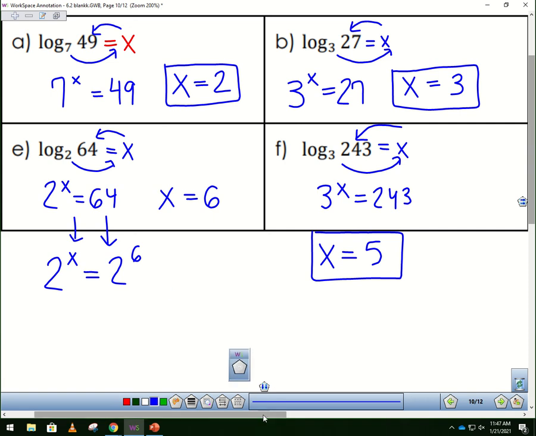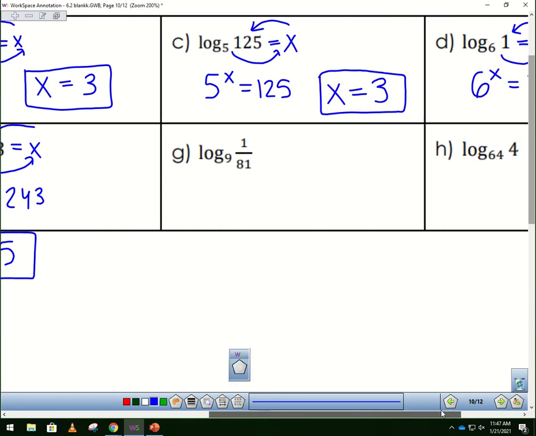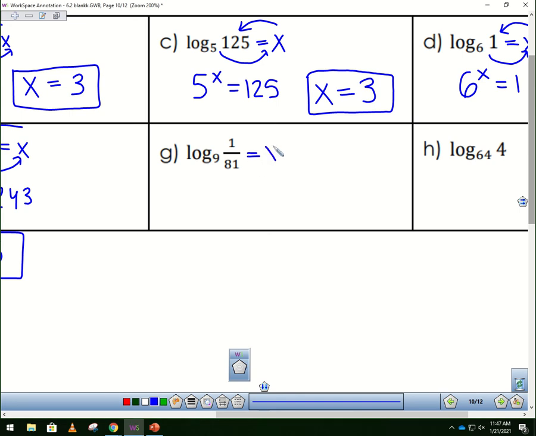Okay. 9 to the x is equal to 1 over 81. So if you remember back to, this is a little bit tricky, not too bad. What we're going to do is ignore that this is a fraction. Imagine if it was 81. What would x be if this was just a regular 81? 2.